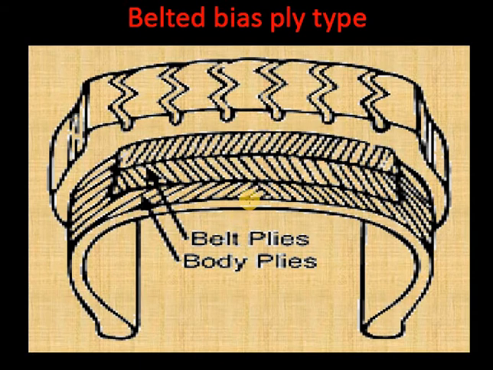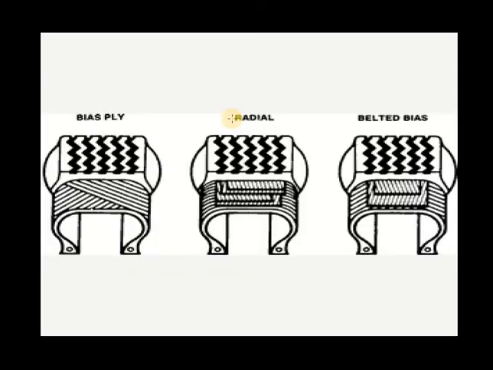Belted bias means we can use the belt plies and the body plies. So these are the three types: bias ply, radial ply and belted bias. That is a cross section, or the combination of the bias and radial type, that is a belted bias type.